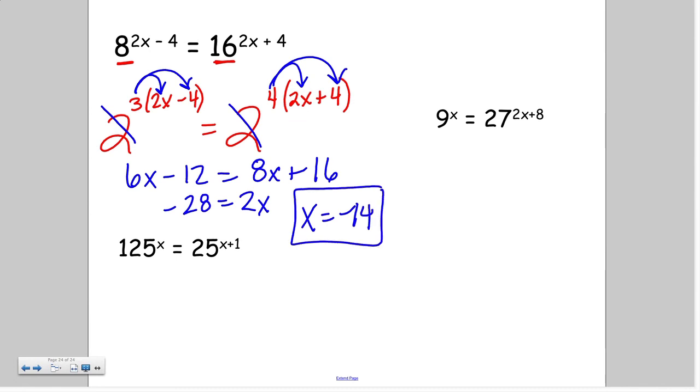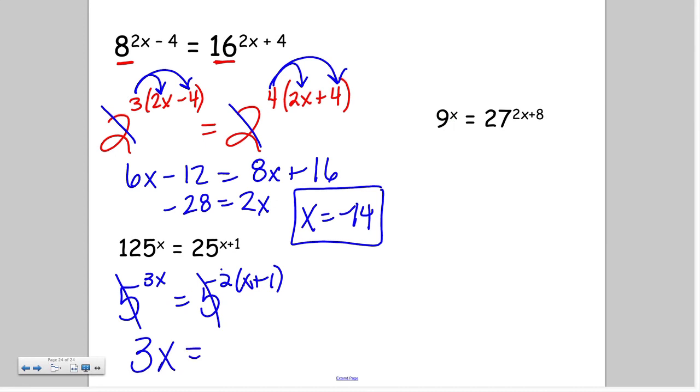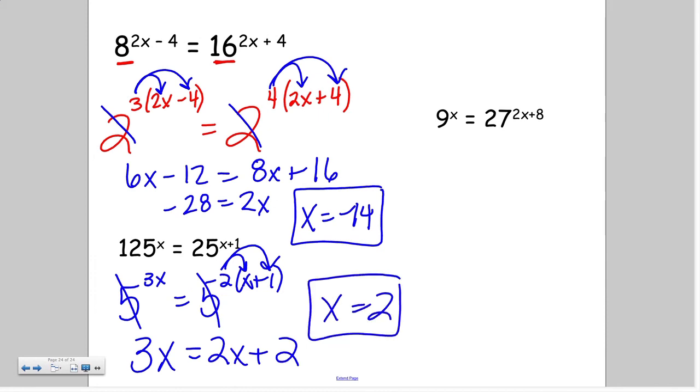Alright, 125 and 25 can both be rewritten as a base of 5. Drop my bases. I'm going to go ahead and distribute. Move x over. Okay, 9 and 27 can both be rewritten as a base of 3.